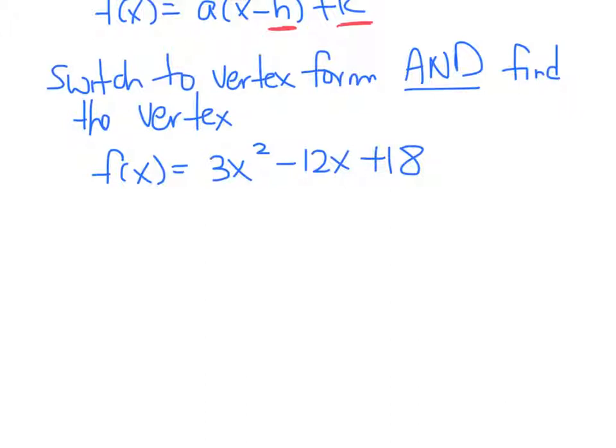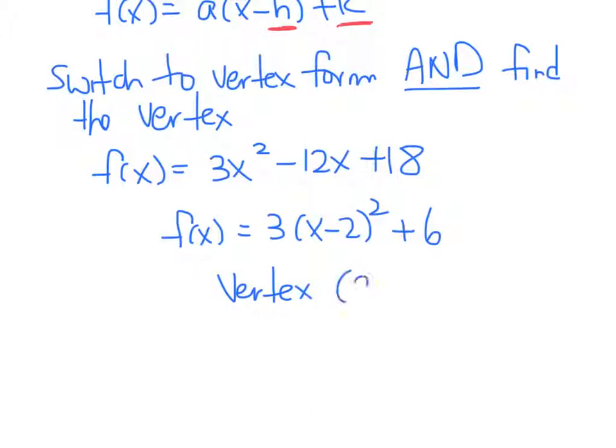So there's a lot of confusion. I really want you to watch the video again. Okay? So the correct answer is 3 times x minus 2 squared. And then I think it was plus 6. Okay? And so then the vertex would be what? The vertex would be 2, 6.